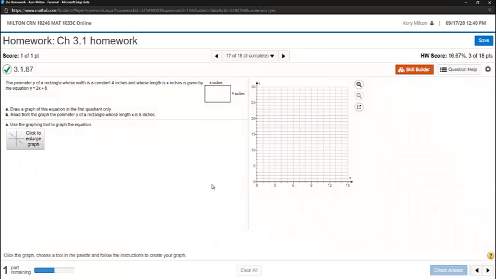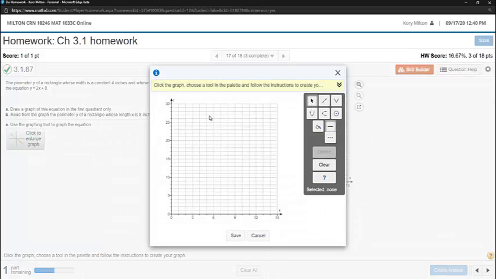Alright, so number 17. We have to use the perimeter y of a rectangle whose width is a constant 4 inches and whose length is x inches, and it's given by the equation y equals 2x plus 8. So we're going to draw a graph of this equation in the first quadrant only. So I'm going to click to enlarge the graph. My y-intercept is 0, 8. So I'm going to hit the line tool and go to 0, 8.